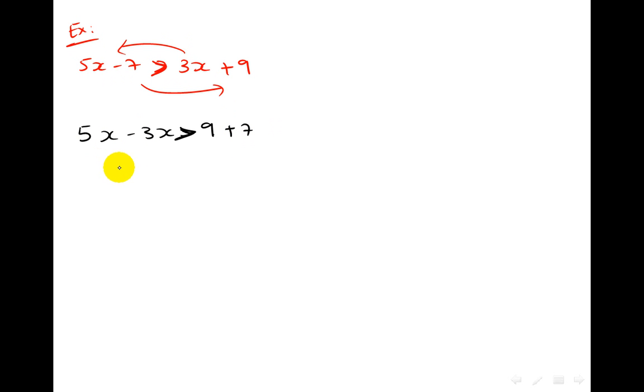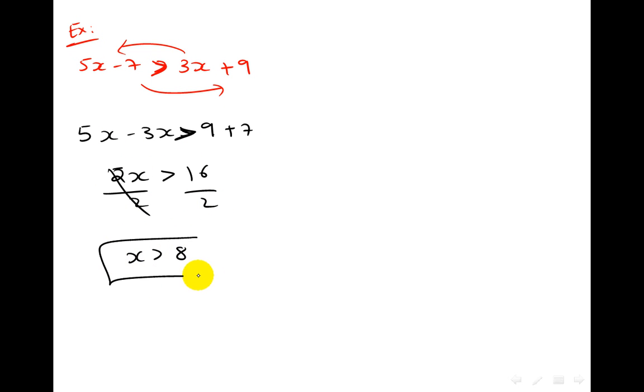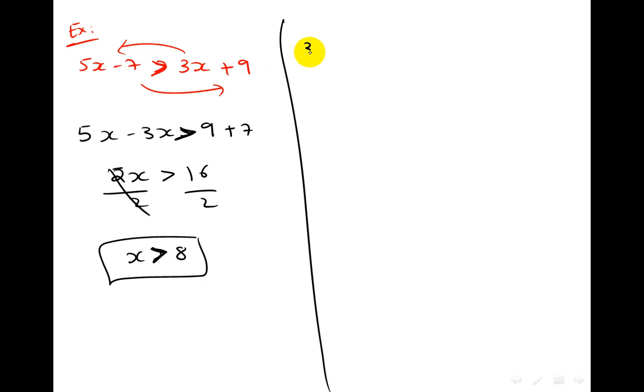So 5x minus 3x will give you 2x, greater than 9 plus 7, which is 16. Divide both sides by 2, so x will be greater than 8. Okay, I think it's clear, it's just like doing an equation, but here the sign is greater than. Let's take another example.